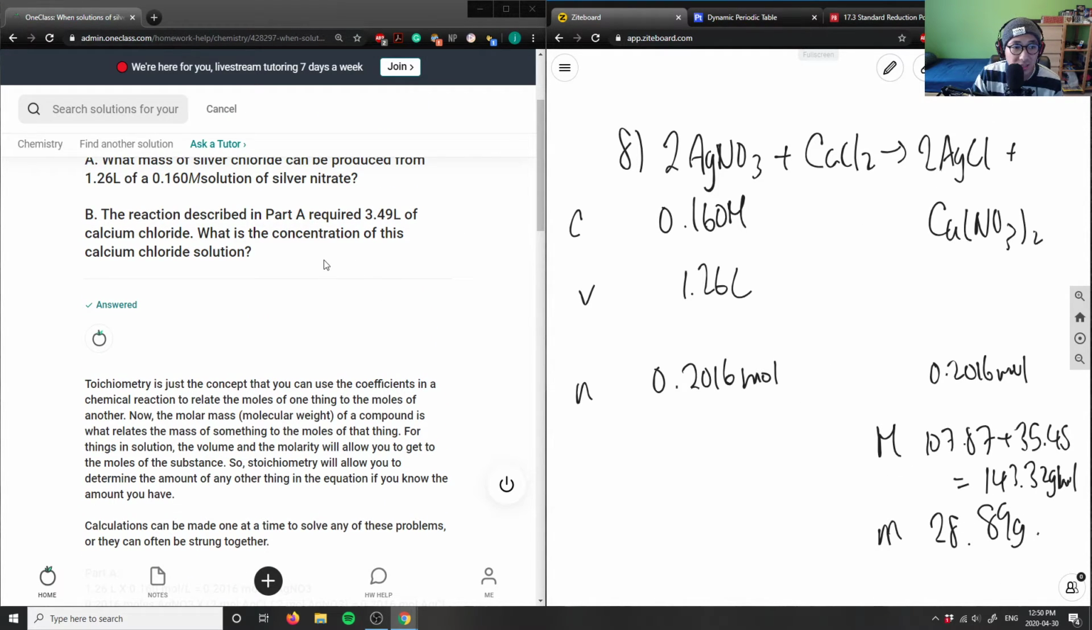And B here says the reaction described in part A required 0.49 liters of calcium chloride. What was the concentration of this calcium chloride solution? So they're now looking at calcium chloride here. So let me do this in blue. Basically, if I want to figure out the concentration, right? I'm going to have to figure out the moles first.